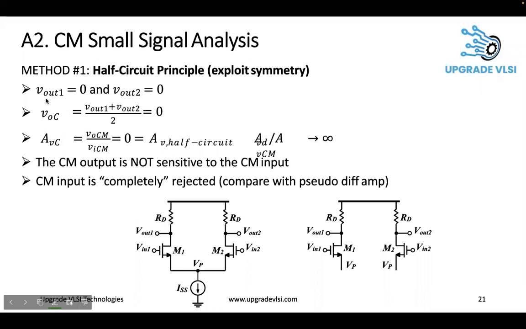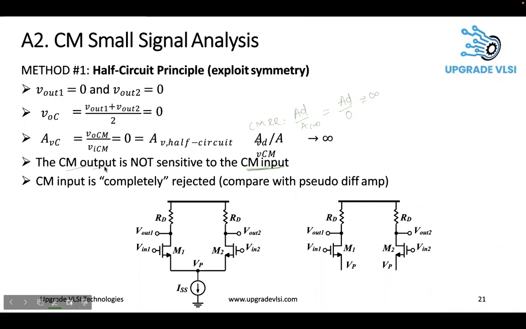So that's what is written here. The change in output is 0, and it is true even in the case of V out 2. So the change in output is again 0. So we get a common mode gain which is 0. So the common mode rejection ratio is infinity. The common mode rejection ratio is the differential gain divided by the common mode gain. So AD by 0 is infinity. So the circuit is not sensitive to the common mode input.